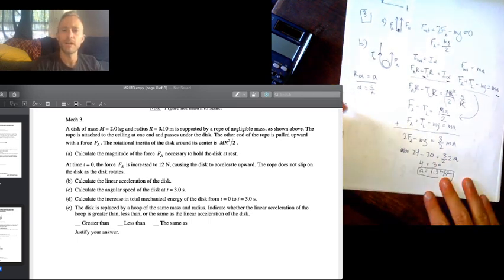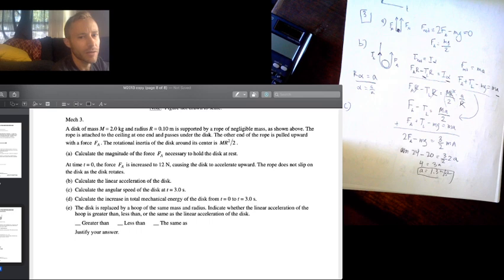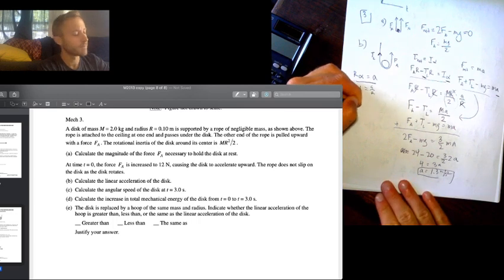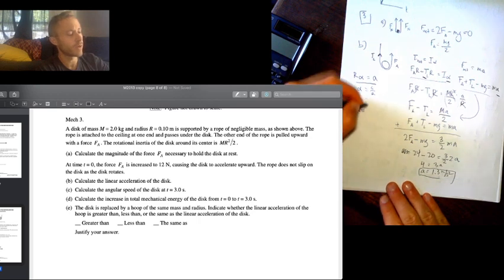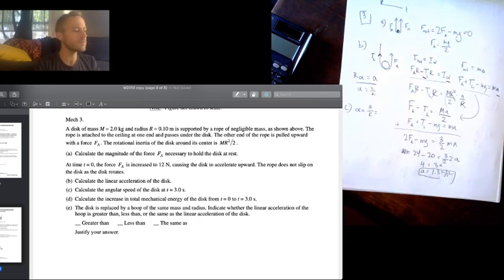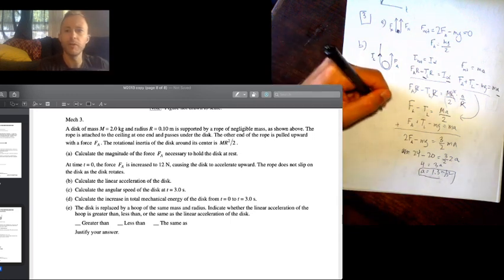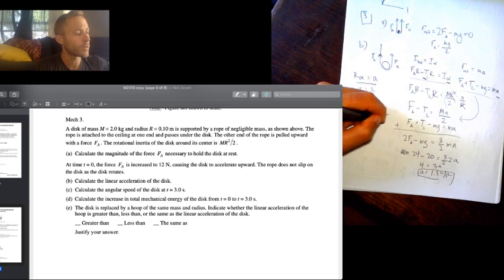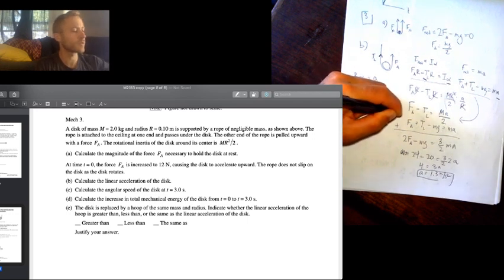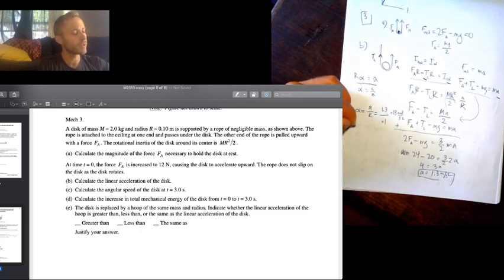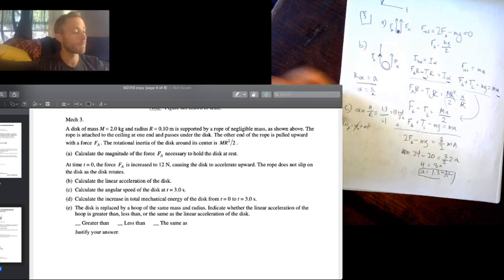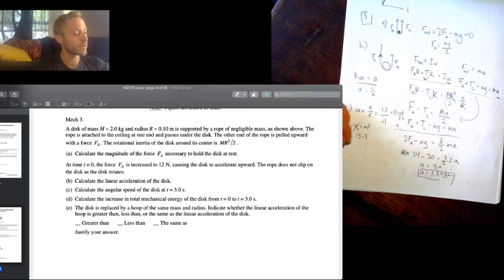C, calculate the angular speed of the disk at 3 seconds. So we know that alpha is going to be equal to a over r. So it's going to be 1.3 over 0.1, or 13 radians per second squared. Okay, so then I have omega final equals omega initial plus alpha t. Omega initial is 0. So we have 13 times 3 seconds. It should be roughly 39 radians per second.